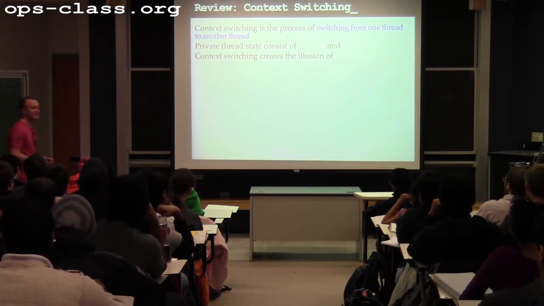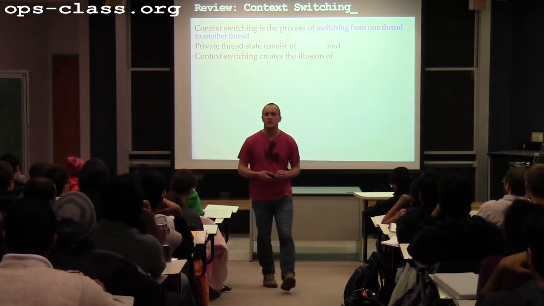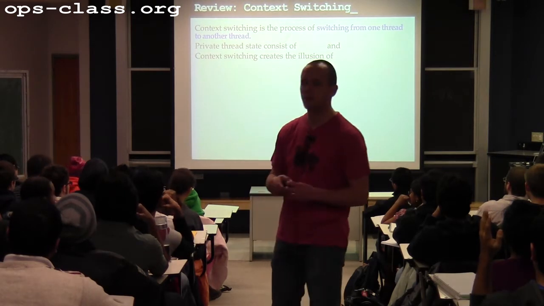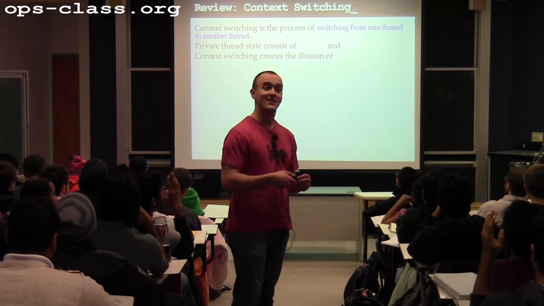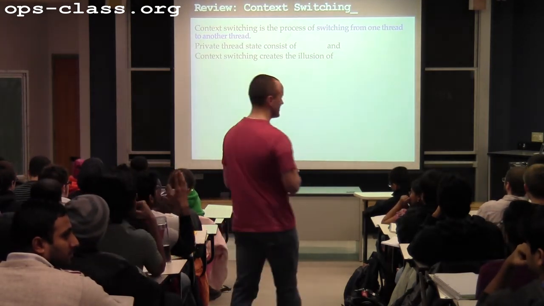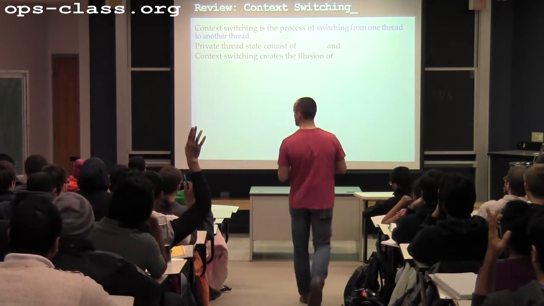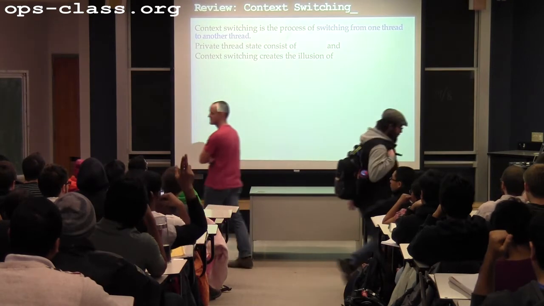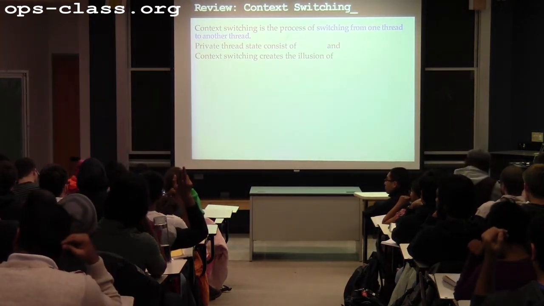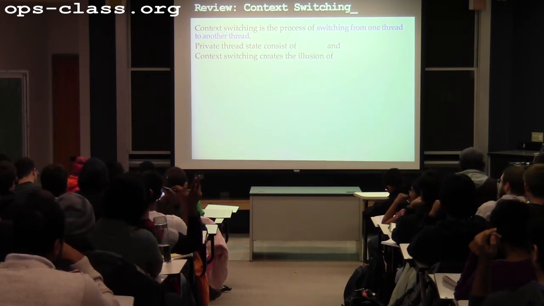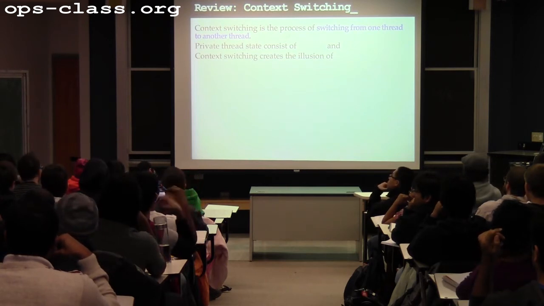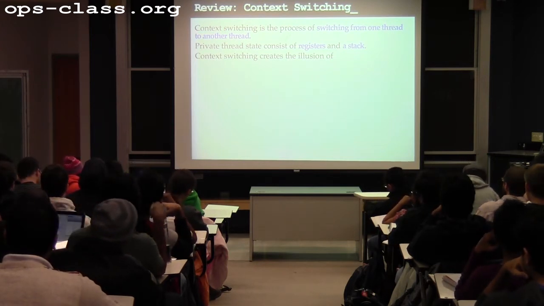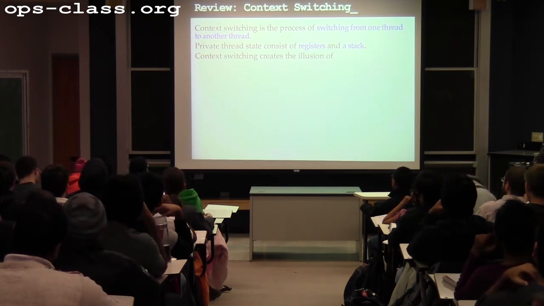All right, what is a private thread state? What thread state do we usually consider to be private to a particular thread? What do we usually consider to be private thread state? Registers? OK, you got the easy one. What else? And the stack, right? Stack is technically not necessarily private, but the registers definitely are, right? Context switching creates the illusion of what?